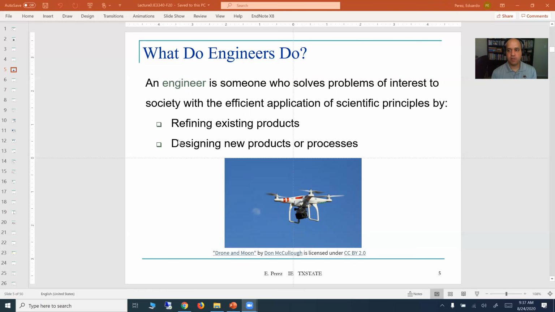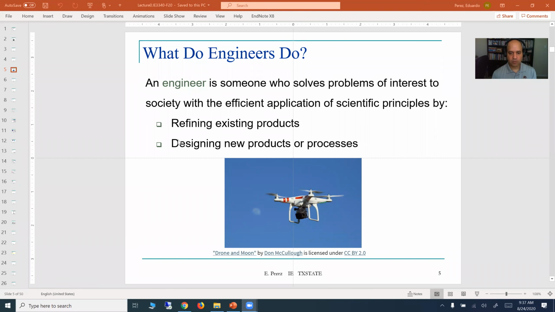So what we do as engineers, it doesn't matter what type of engineering or what discipline, we are trying to solve problems. So that's what we do. And we can do that in two ways. One way is, well, there's an existing solution, so we can try to refine that solution or make it better. Or maybe there's no solution for the problem that we are trying to address, so we want to design new solutions or new products or processes that can be helpful to solving such problems.